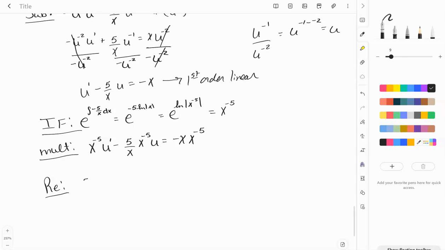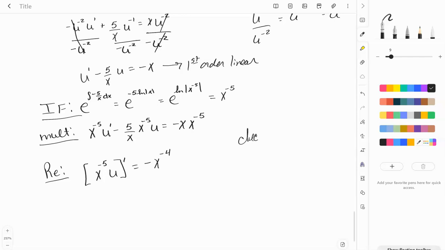So our rewrite. This is integrating factor times u. And then I'm going to simplify these. If I have negative x times x to the negative 5, we need to combine those exponents. When I'm multiplying, I have the same base, I add the exponents together. So that right-hand side condenses to negative x to the negative 4.